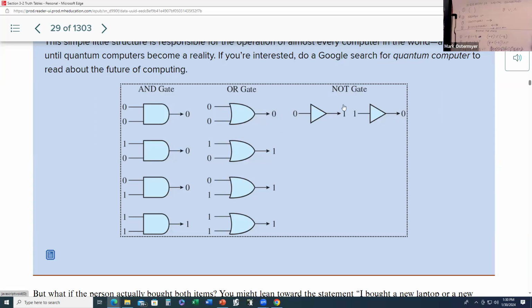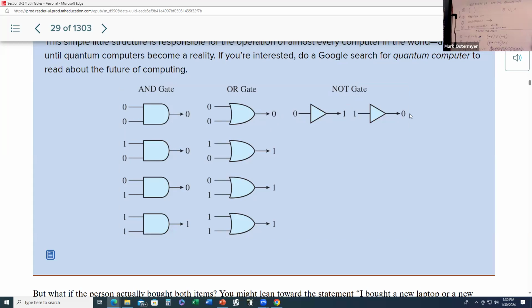These are NOT gates here. These are your negations. So in other words, if you put a zero into a NOT gate, out comes a one. Or if you put a one into a NOT gate, out comes a zero. In other words, if you put a low voltage state into a NOT gate, ladies and gentlemen, it inverts it into a high voltage state. If you put a high voltage state into a NOT gate, it inverts it to a low voltage state.